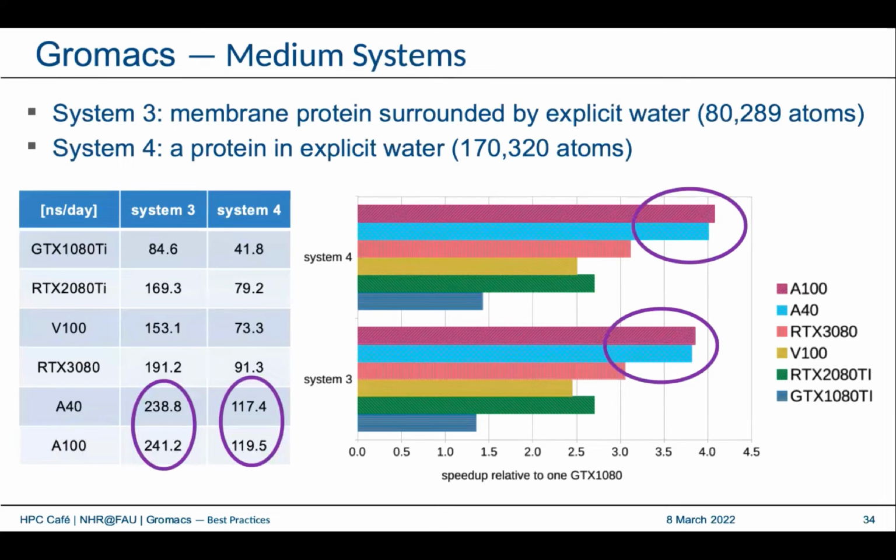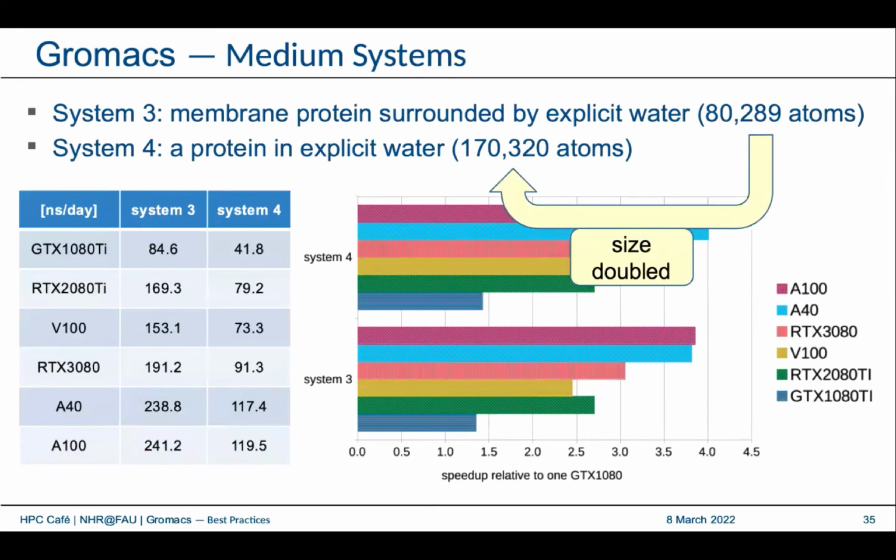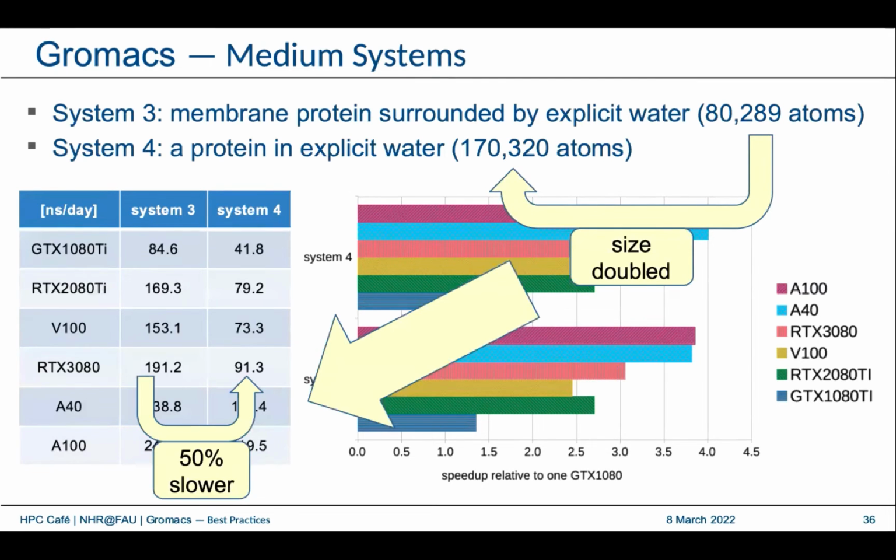Also, the performance on the V100 is not that perfect for these types of simulation. Again, the performance depends on the host CPU, which is why the RTX 3080 performance is as expected, because the CPU is weaker. And here we can also see that if we double the size of the system, our performance decreases by half.